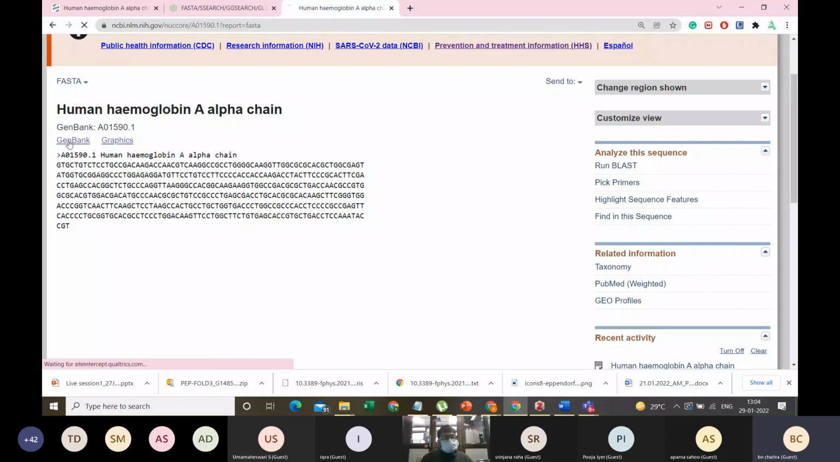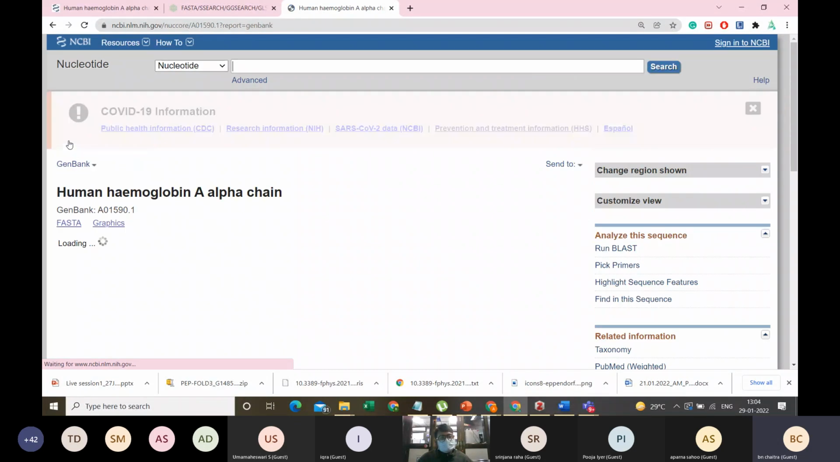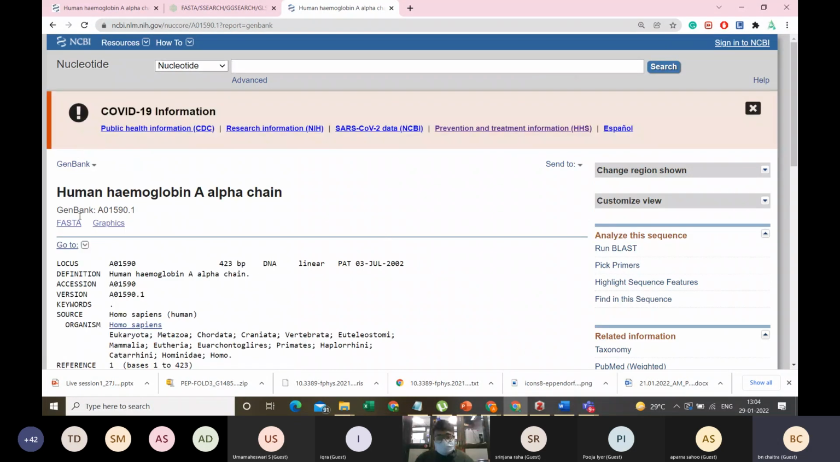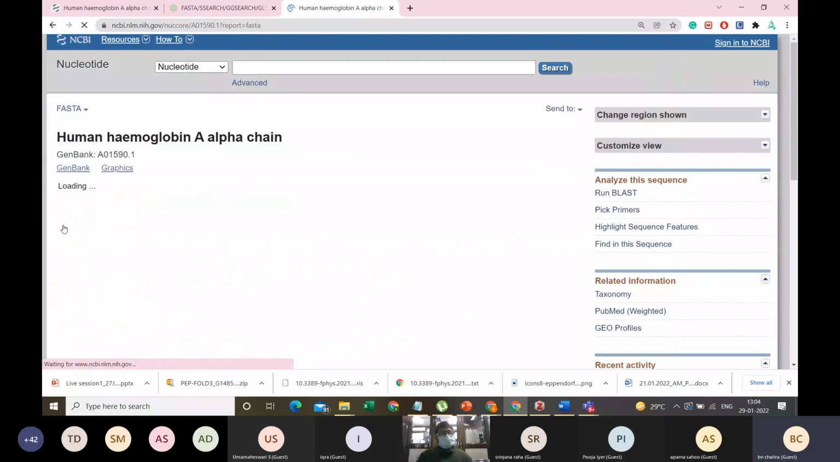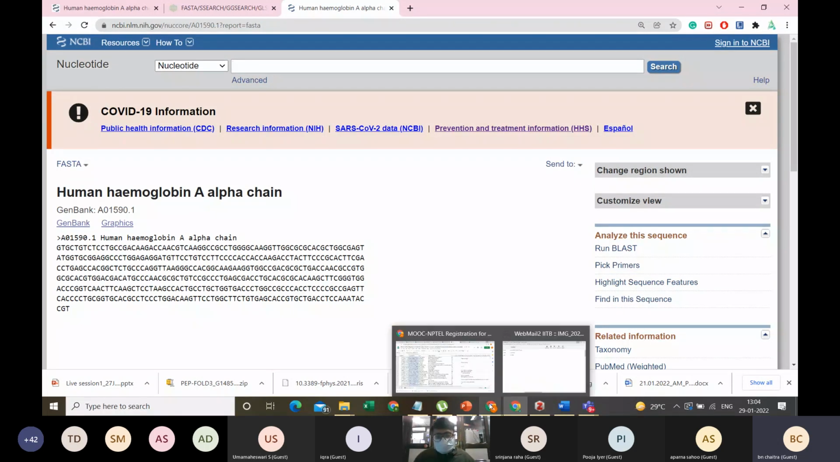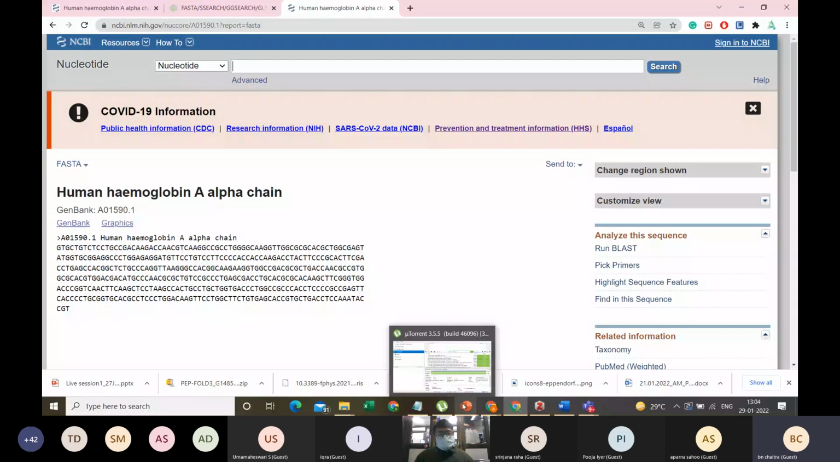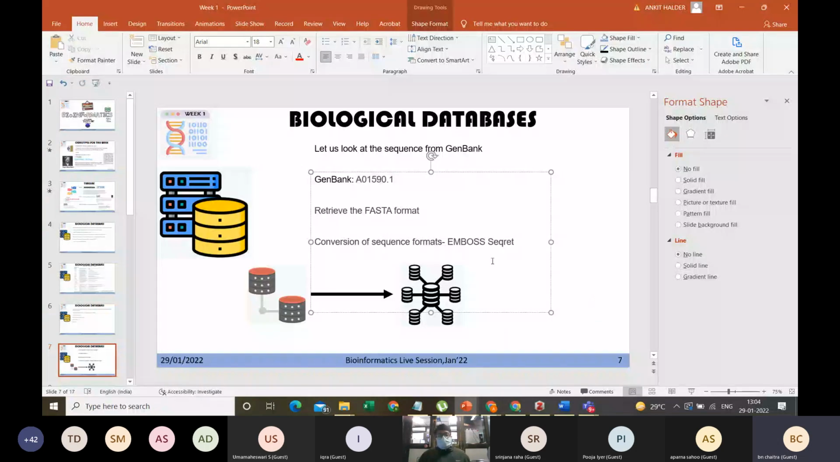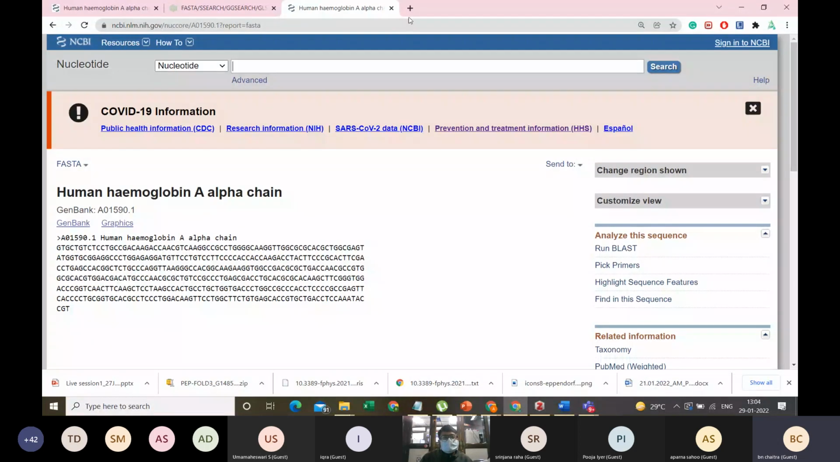And this is the GenBank format. We can retrieve this FASTA format and save it as a text file with a dot FASTA extension, or we can download it. Now, another thing is that if you have a FASTA format and you want to convert it to GenBank format or anything else, there is a tool from EMBOSS, Seqret. So let us go there.